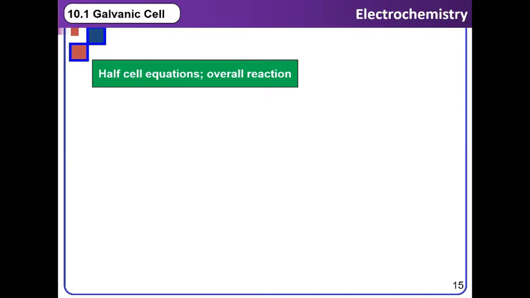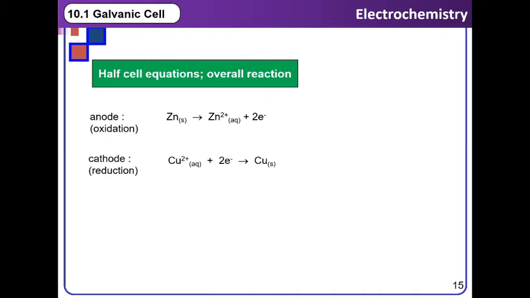From the diagram, we can write the half cell equation and overall reaction. Now at the anode, which is the oxidation process, zinc solid will undergo oxidation and become zinc 2 plus, while at the cathode, which is the reduction process, copper 2 plus undergoes reduction and produces copper solid. Okay, so this one we call half cell reaction at anode and cathode. So kamu kena tulis tau. Maksudnya bila nak tulis half cell equation, mesti kena label anode or cathode.